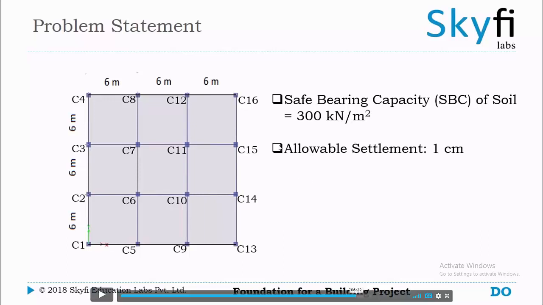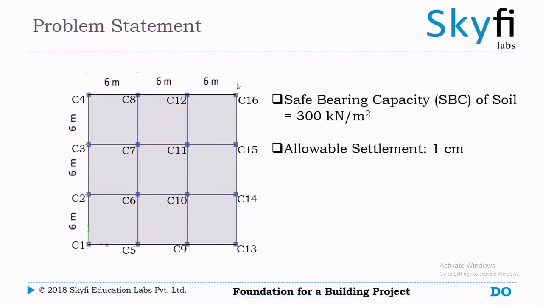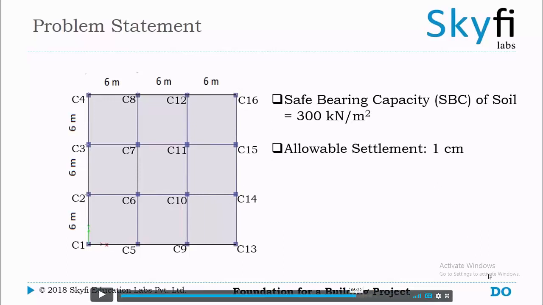And for the column strip width, we'll take 0.25 times L1 or L2. Here both L1 and L2 are 18 meters, so we'll do 0.25 into 18 meters, which will come as 4.5 meter. So we shall take it as 4 meter only.